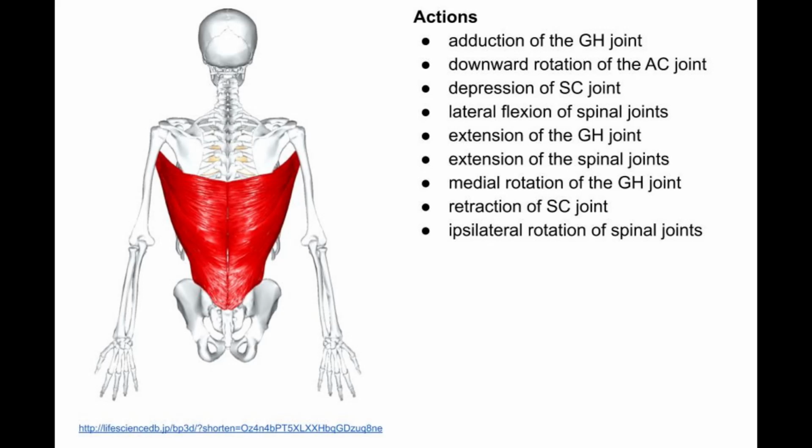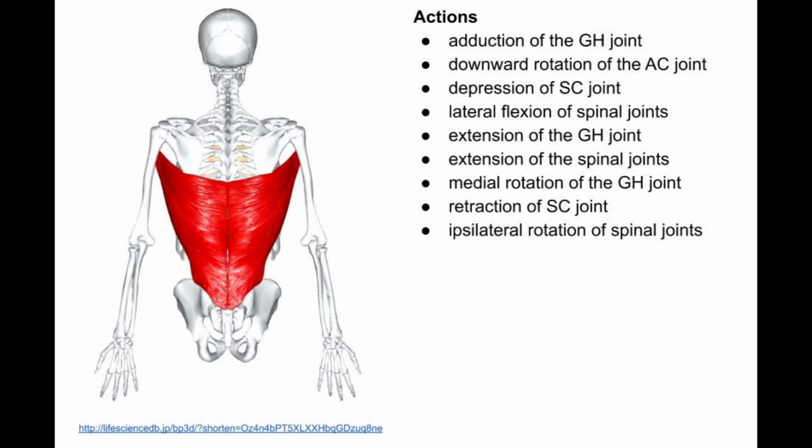Actions of latissimus dorsi. Adduction of the GH joint. So the fibers can pull the humerus medially within the frontal plane. Therefore, they can do adduction of the GH joint. Downward rotation of the AC joint. So as those fibers pull inferiorly and medially on the humerus, they can also rotate the glenoid fossa downward at the AC joint. Depression of the SC joint. So that same line of pull will cause the clavicle to pull downward within the frontal plane. Therefore, they can do depression of the clavicle at the SC joint.